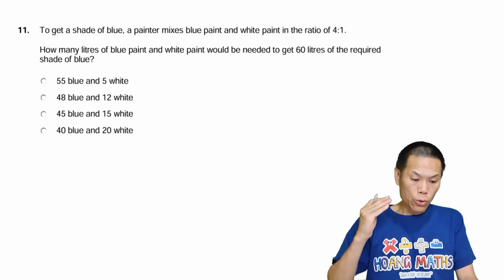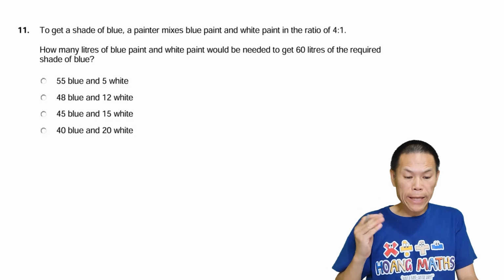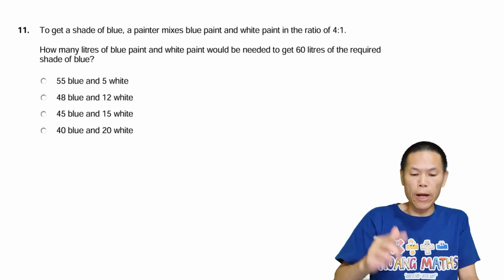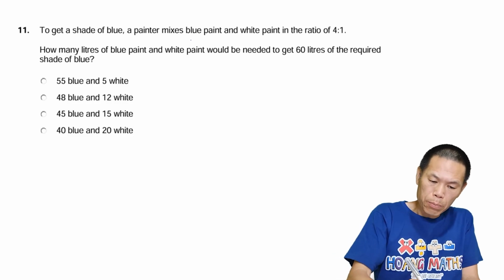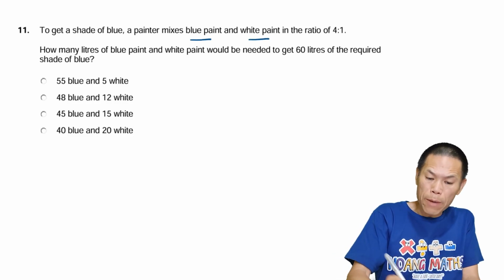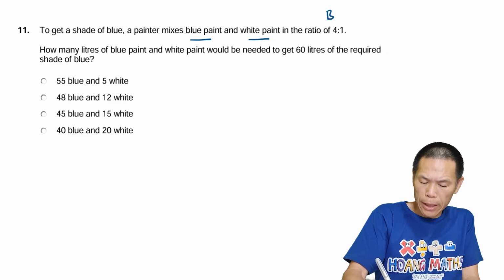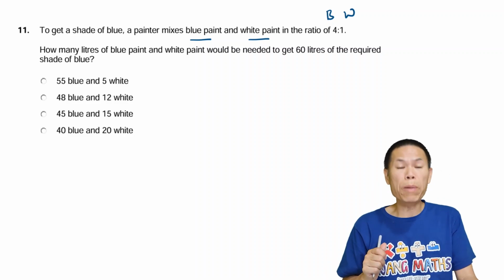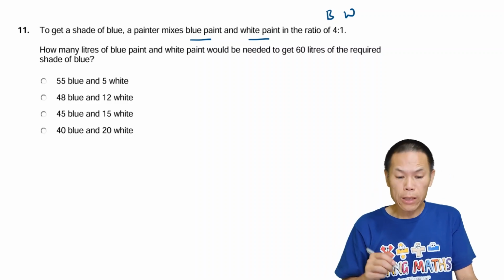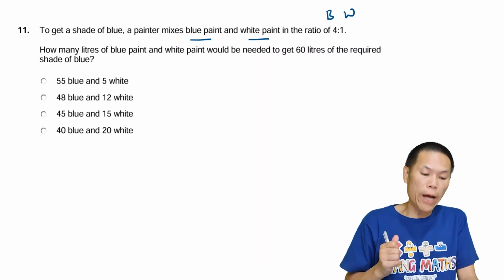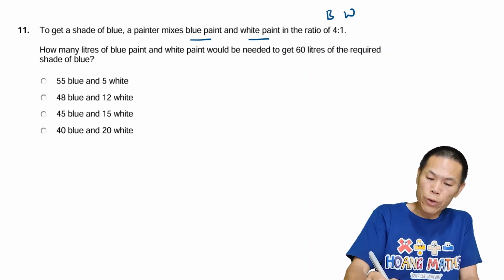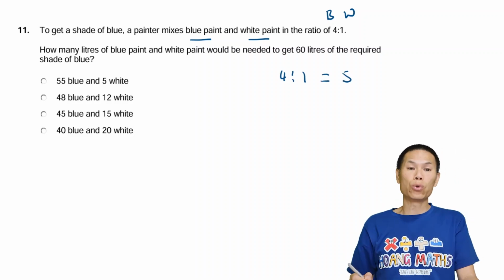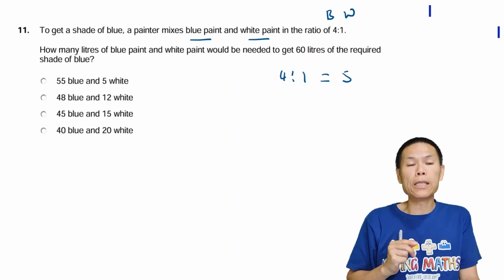Question 11. To get a shade of blue, a painter mixes blue paint and white paint in a ratio of 4:1. So that means blue and white in this ratio, 4:1. How many liters of blue paint and white paint would be needed to get 60 liters of the required shade of blue? So we know that 4 to 1 means it's 5 parts altogether, and we have 60 liters altogether.